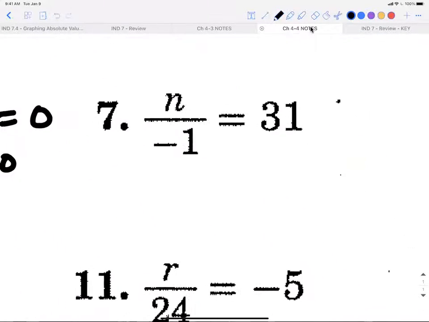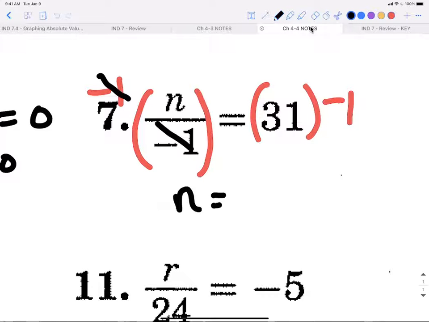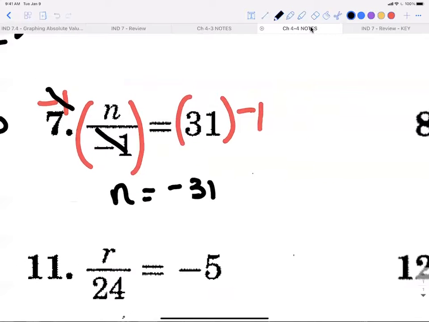I'll do this one. So we've got it in a division problem with a -1. So I am going to multiply this side by -1. Then I'm going to multiply this side by -1. My -1 and my -1 cross reduce, leaving me n equals, and then 31, which is positive, times -1 is -31. And then we check it.